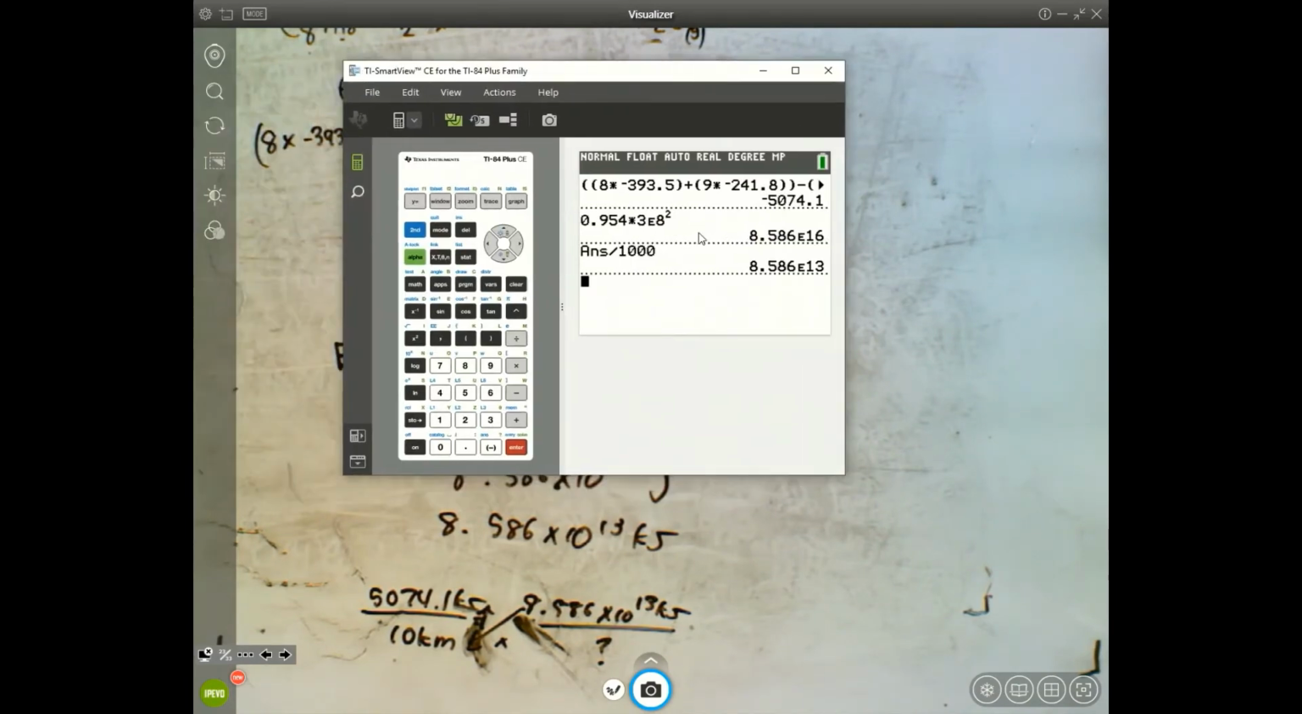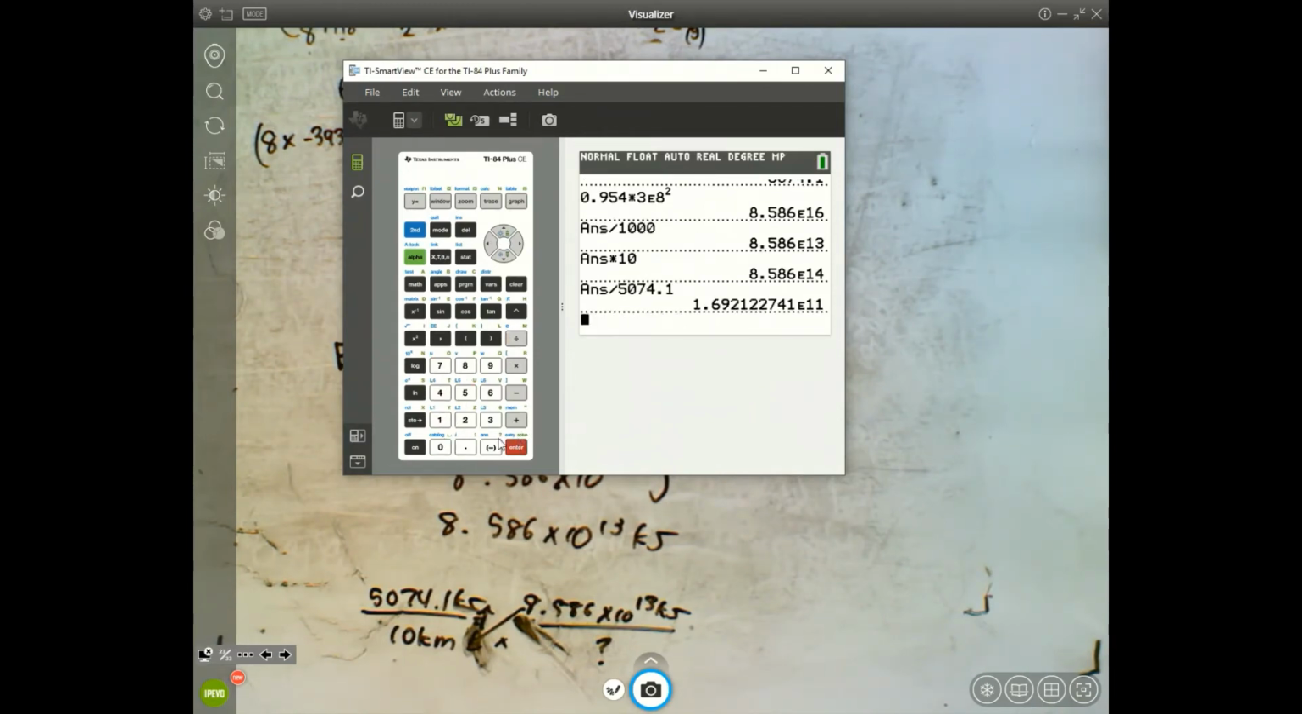Okay. So we have this here, so I'm going to multiply it by 10, and then divide it by 5074.1. So I would be able to go this many kilometers, which is a lot of kilometers.